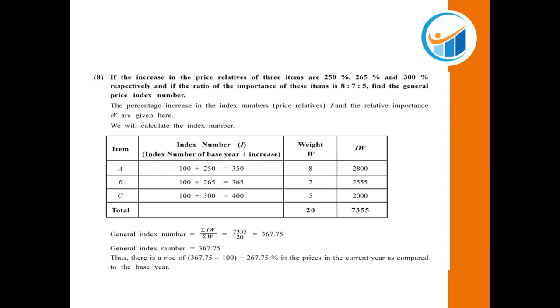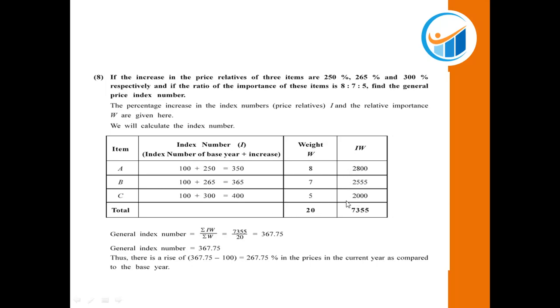W is 8:7:5, weight is 8:7:5 and the total weight will be 20. So sigma IW is nothing but I we have to multiply with W. So what you have to do, I into W: 350 into 8 we get 2800, 365 into 7 we get 2555, and 400 into 5 that is 2000.